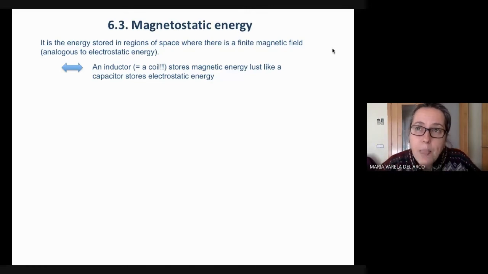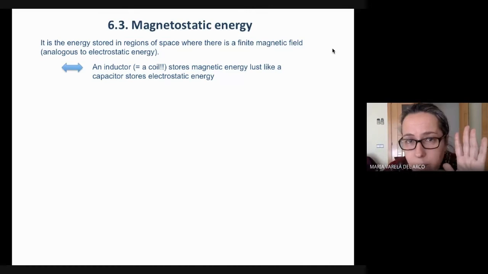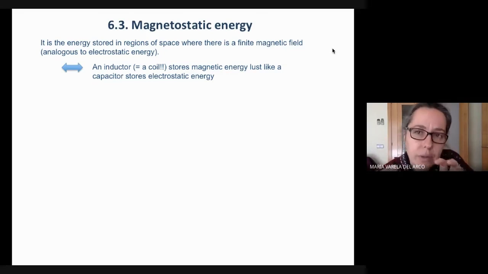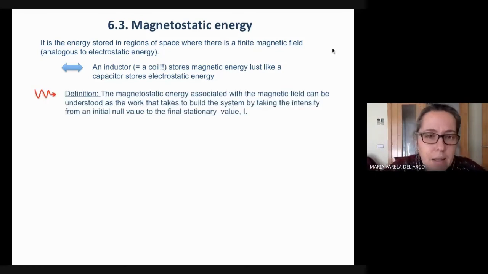And it's important to know, because if a coil where there is an intensity I flowing has a constant field inside, there is an amount of energy stored in the coil. An inductor, a coil, stores magnetic energy just like a capacitor stores electrostatic energy. So what is the value of this energy? If we know the intensity going through the coil and also the self-induction coefficient, we'll see. Anyhow, the definition we're going after is that it is the energy associated with the magnetic field that can be understood as the work that it takes to build the system.